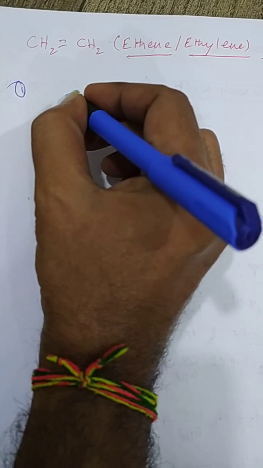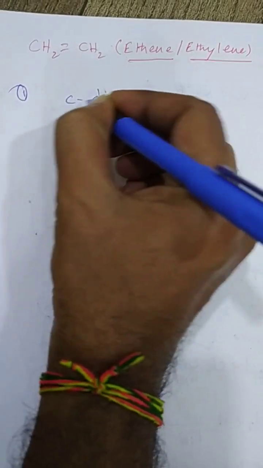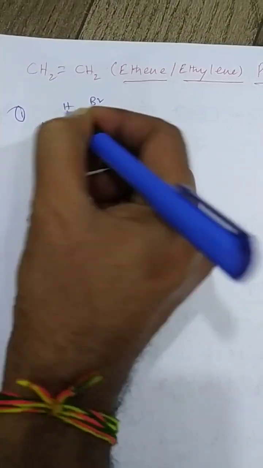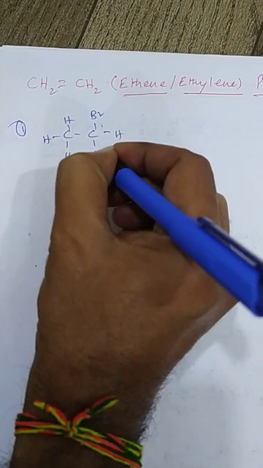If we take halogen compounds like ethyl bromide, simple. Hydrogen, bromide, hydrogen, hydrogen, hydrogen. This is ethyl bromide, am I right?